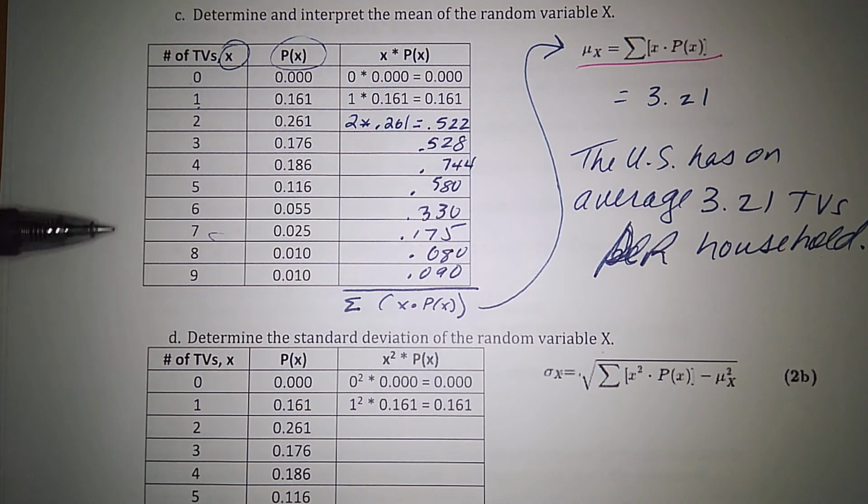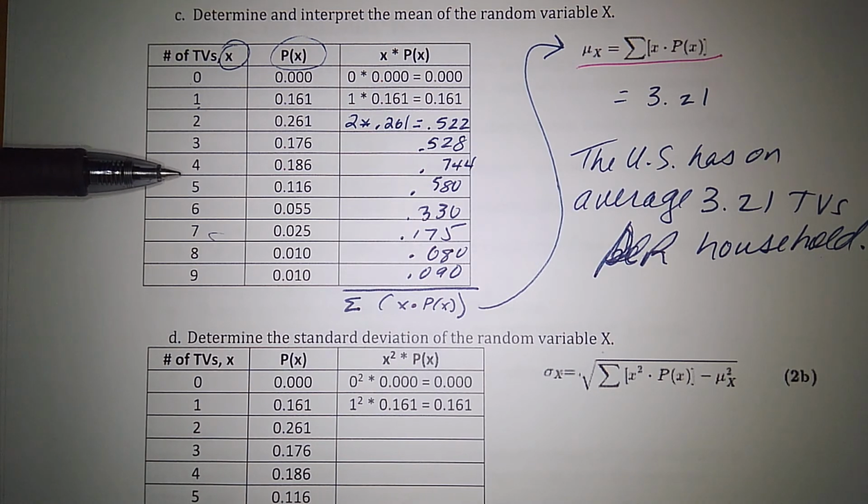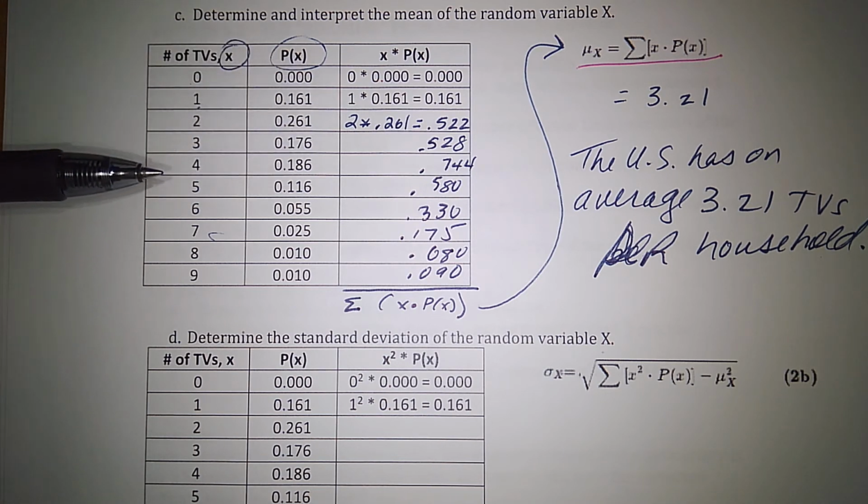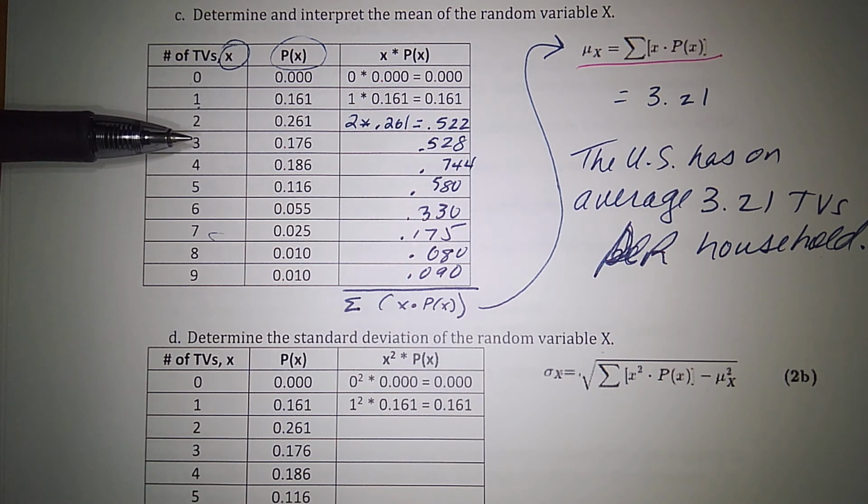Which again makes sense, because remember, I told you at the beginning the average was not going to be in the middle. Because of the heavy weights down here at this end, that mean was going to be pulled towards the heavier weights.